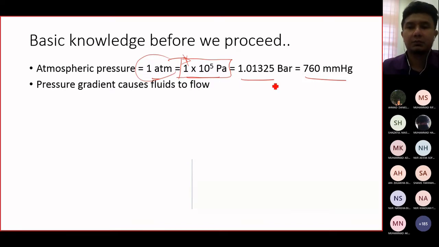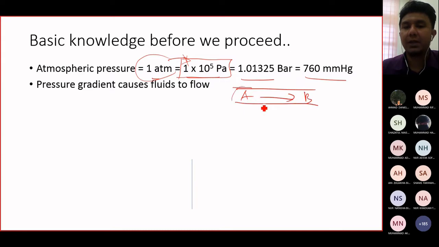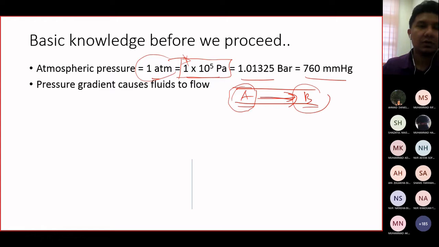So we know that in a pipe, fluid flows because there is a difference in pressure. From point A to point B, fluid can flow from A to B because there is a difference in pressure, meaning a pressure gradient. Since pressure here is higher, it will move here. Fluid will move from left to the right. So we say the pressure gradient causes fluid to flow.